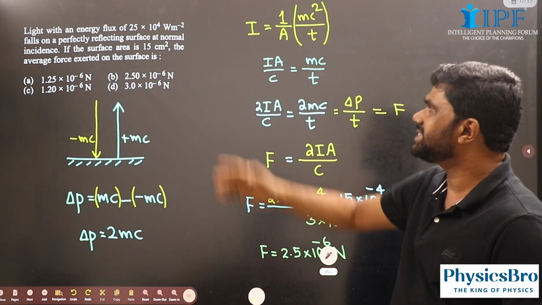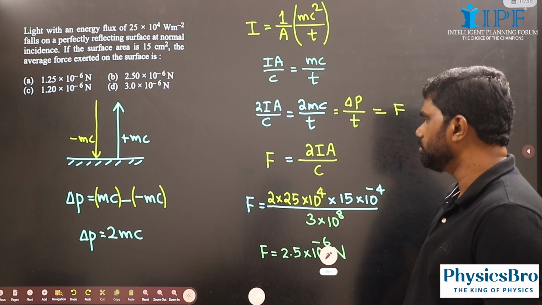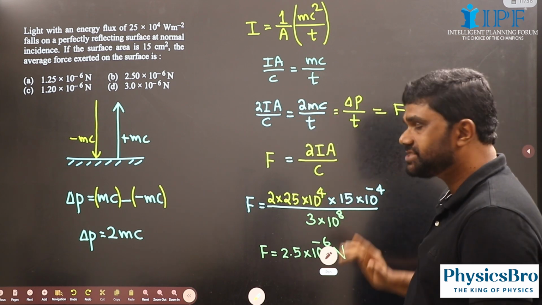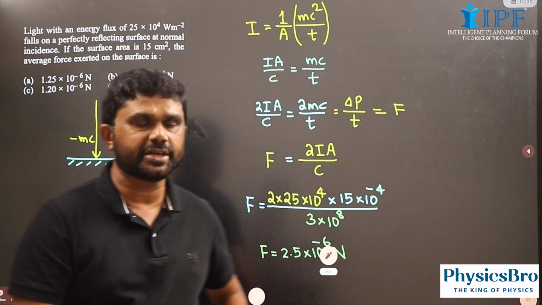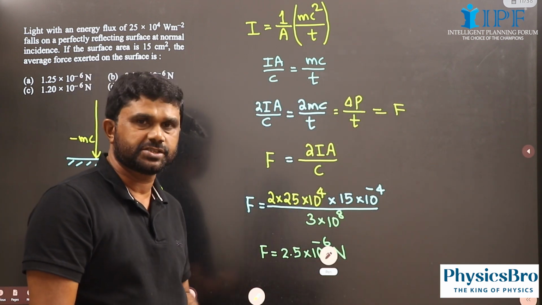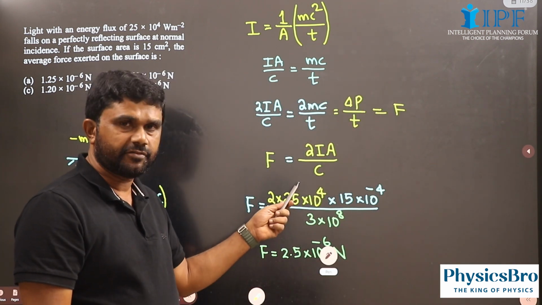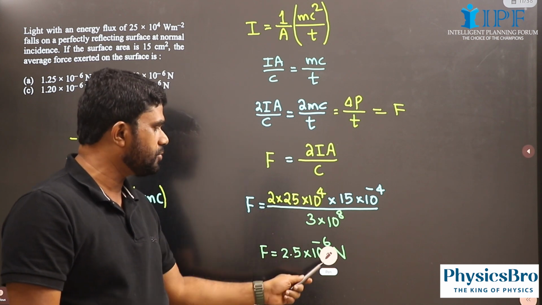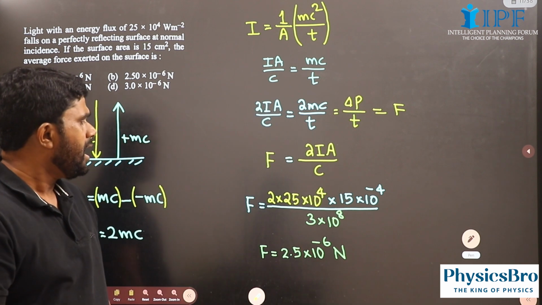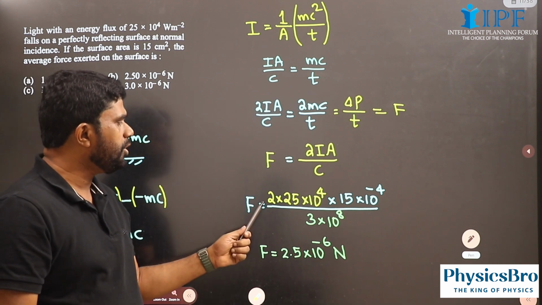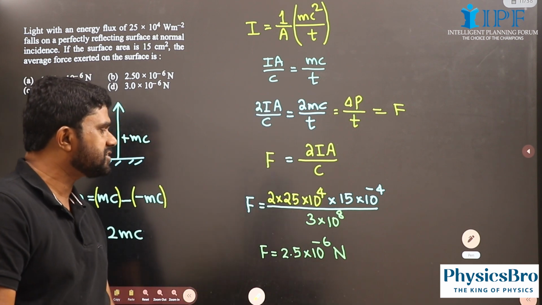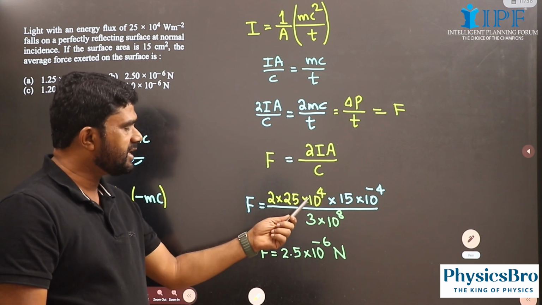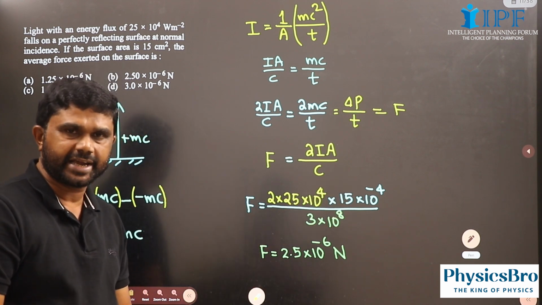Intensity is given as 25 into 10^4. The area is given as 15 centimeter square, which can be converted to meter square by multiplying with 10^-4. In the denominator we have the speed of electromagnetic waves in vacuum, that is 3 into 10^8. Now 2 into 15 is 30, and 30 divided by 3 is 10. This 10^4 and 10^-4 can be cancelled.